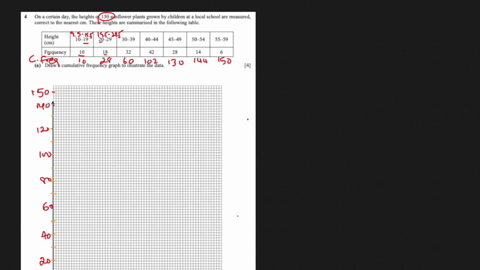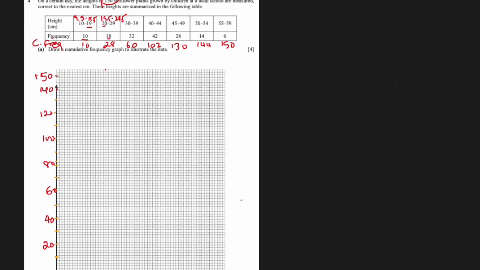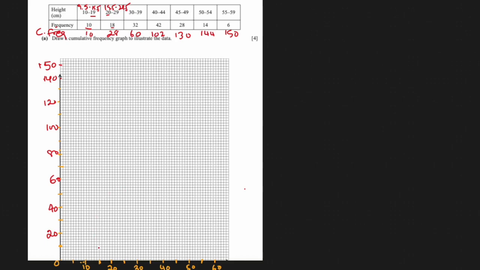Okay, and now we need to draw a cumulative frequency graph with this new data 10, 28, 60, with the upper limits 19.5, 29.5, and so on. So that's what I'm going to do. The first point I will have will be 19.5, the upper limit, with the frequency. So it means that 19.5 will be less than this, right? And it has a reading of 10.